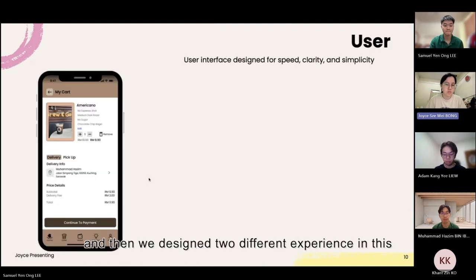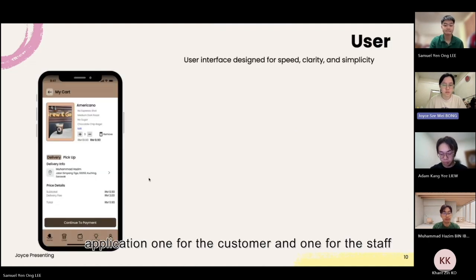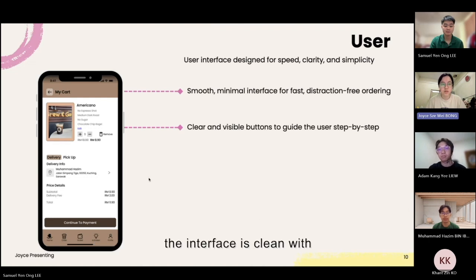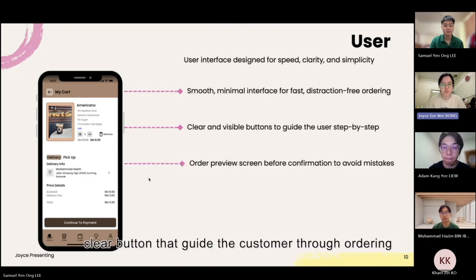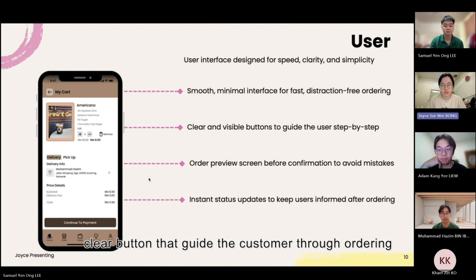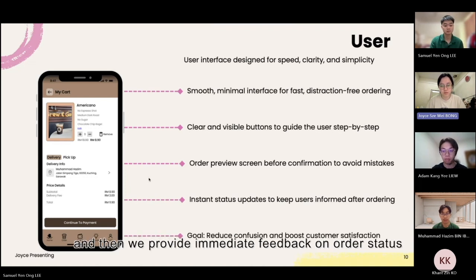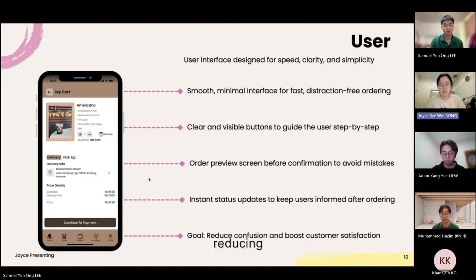And then we designed two different experiences in this application, one for the customer and one for the staff. On the user side, we focus on speed and simplicity. The interface is clean with clear buttons that guide the customer through ordering. We also include a preview step so the user can double check their order before confirming, and then we provide immediate feedback on order status, reducing uncertainty and helping customers feel confident in their experience.